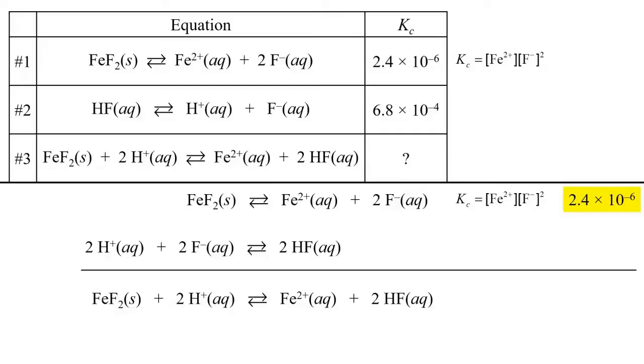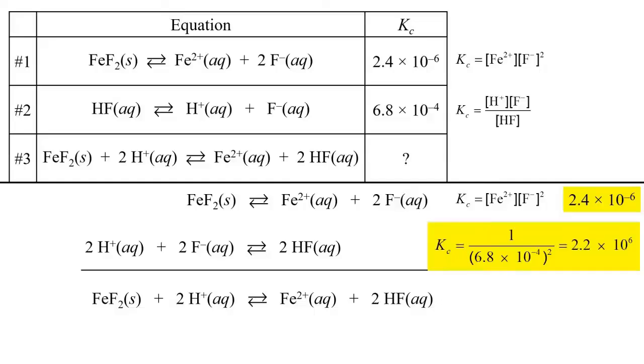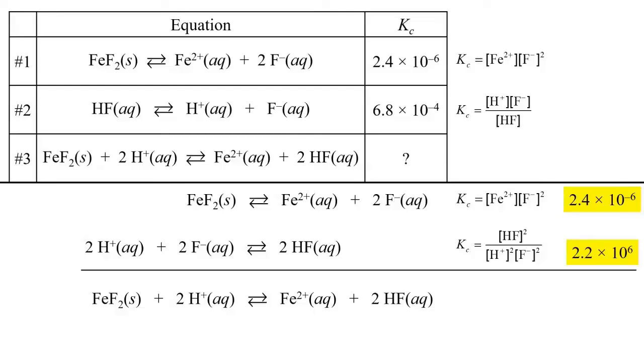So the new value of Kc for equation 2, with that modification of being reversed and doubled, will be 1 divided by 6.8 times 10 to the negative 4, squared. So when we do that math of 1 divided by 6.8 times 10 to the negative 4, squared, we get 2.2 times 10 to the 6, and that is the new version of Kc for equation 2 after the modification has been made. Now, the next step is to combine these two equations together to produce equation 3.